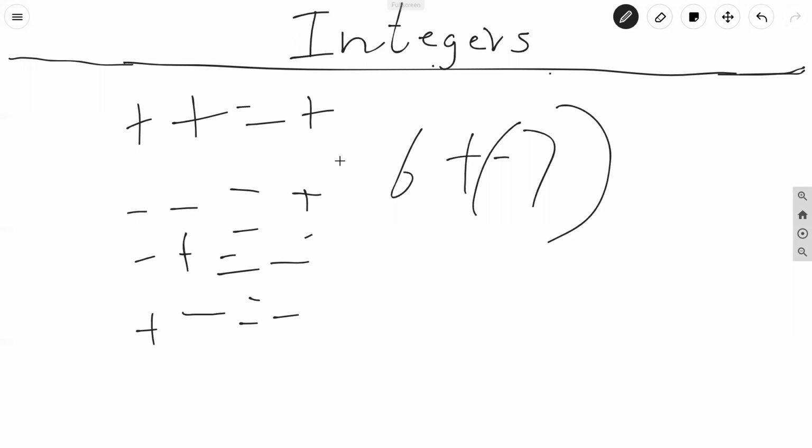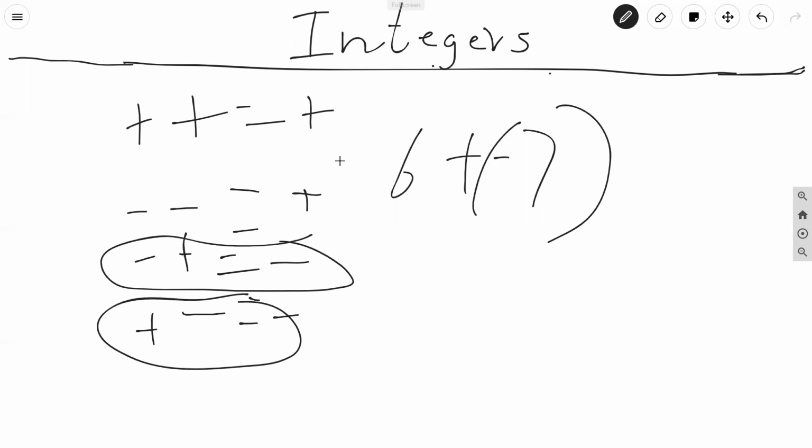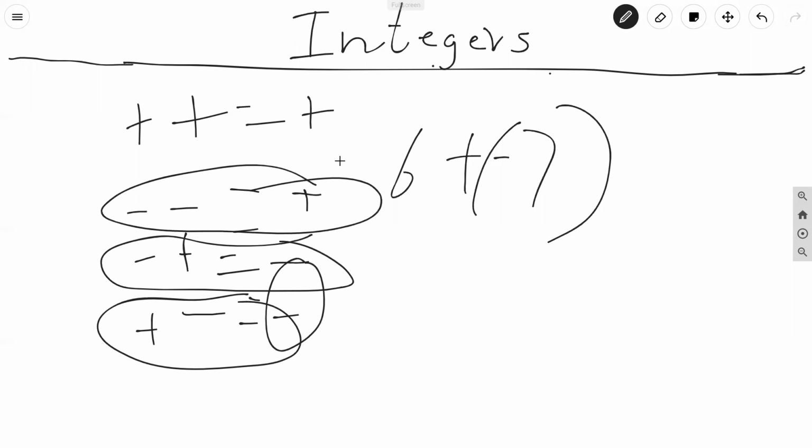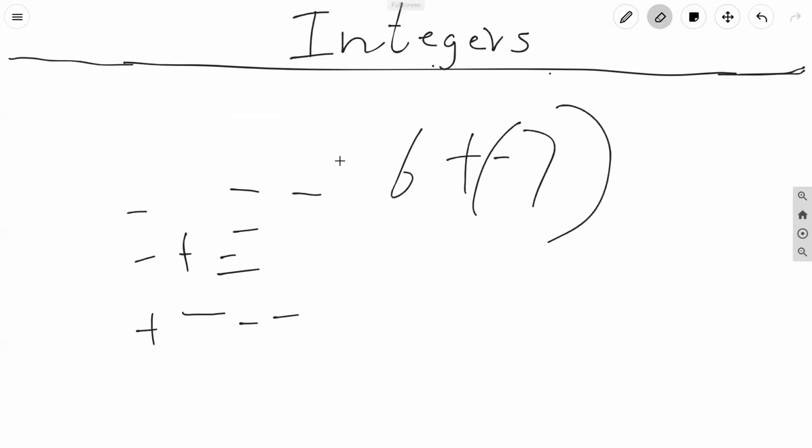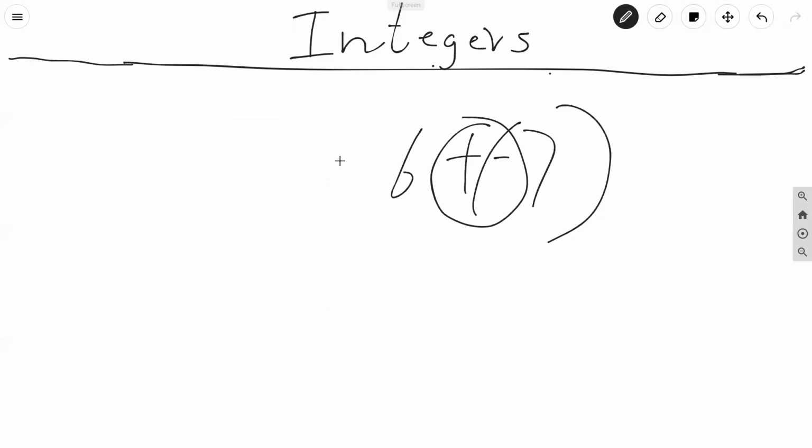Okay, so what do we see with this? We see that if two symbols are different, then they result in minus. But if two symbols are the same, then they result in plus. So first of all, since this is a plus and minus, just change the parentheses and make this into a minus instead.